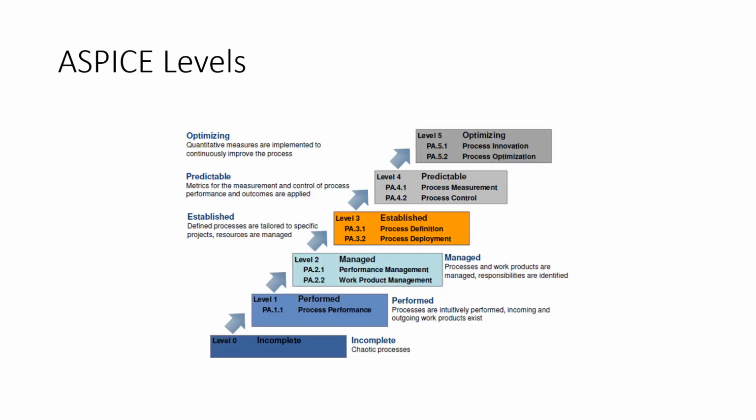As we discussed before, there are five different levels of ASPICE. Level 0 is incomplete, level 1 is performed, which has process performance, 1.1. Level 2 is managed: performance management and work product management come into level 2. Level 3 is established: process definition and process deployment come into level 3. Level 4 is predictable: process measurement and process control come into predictability. And level 5 is optimizing: process innovation and process optimization come into level 5.